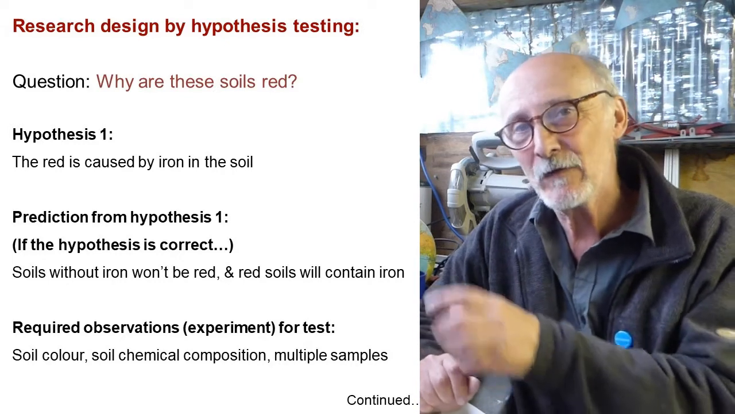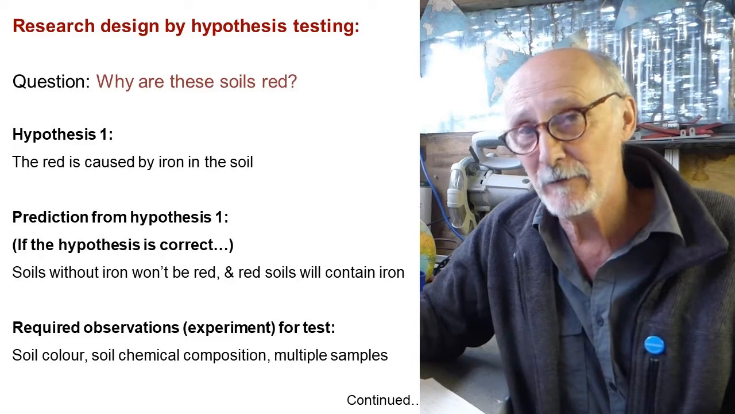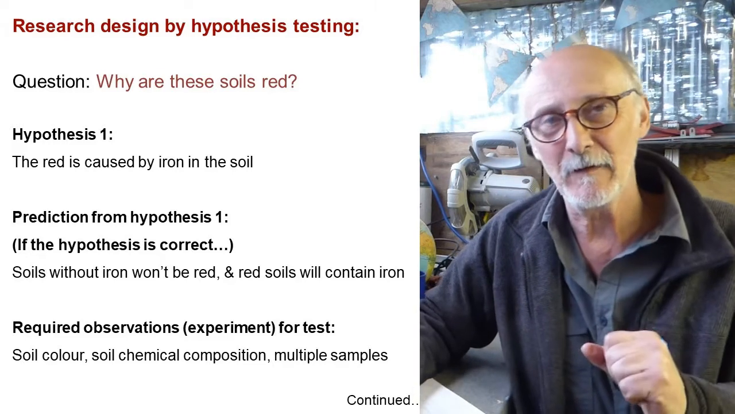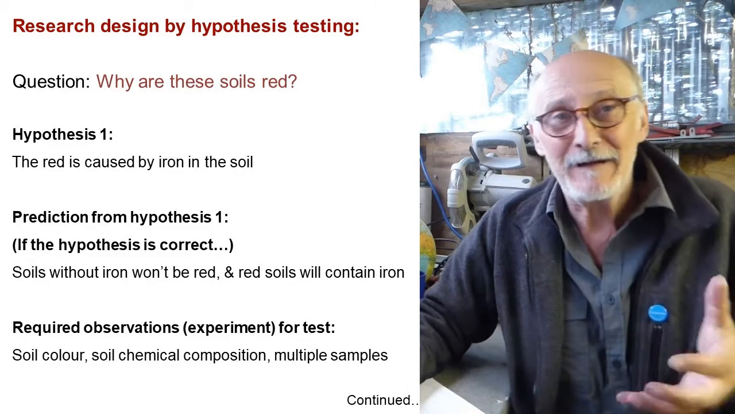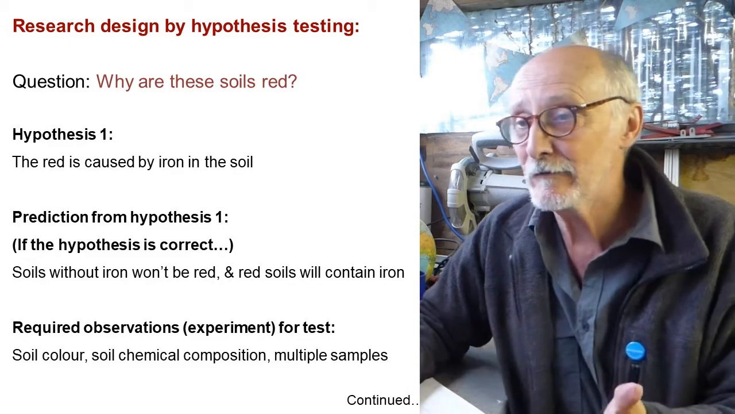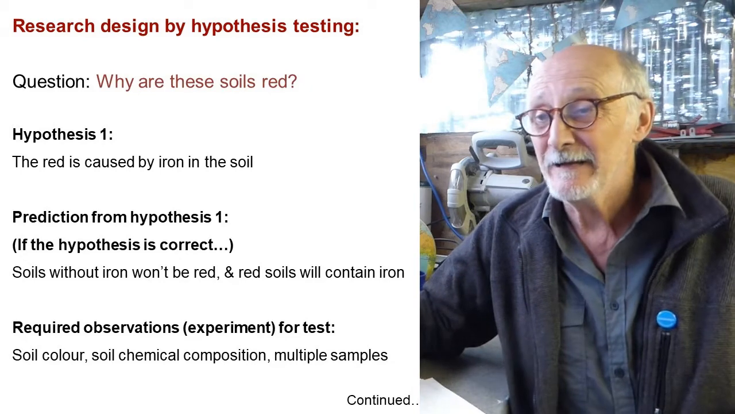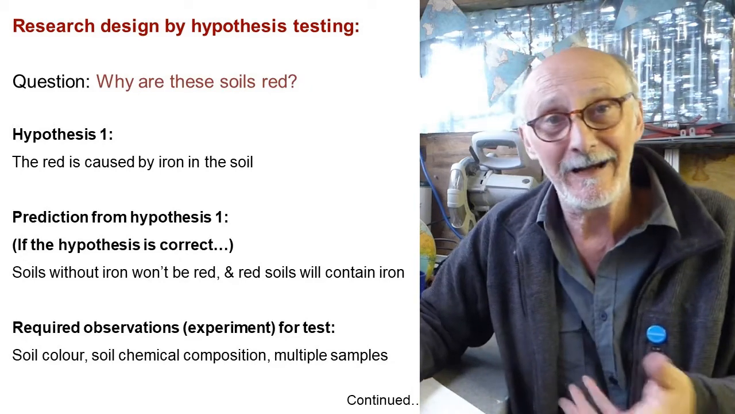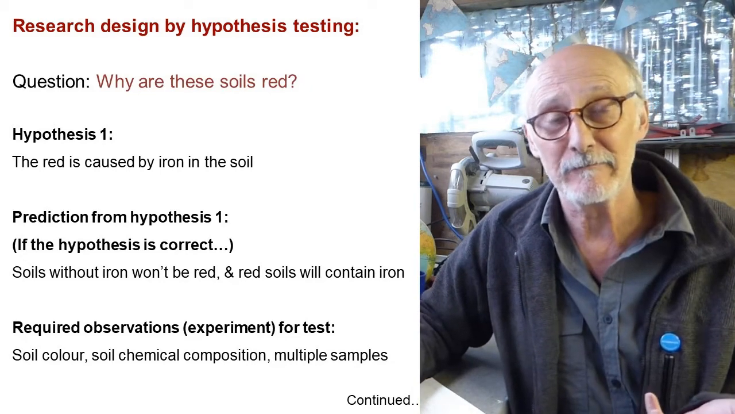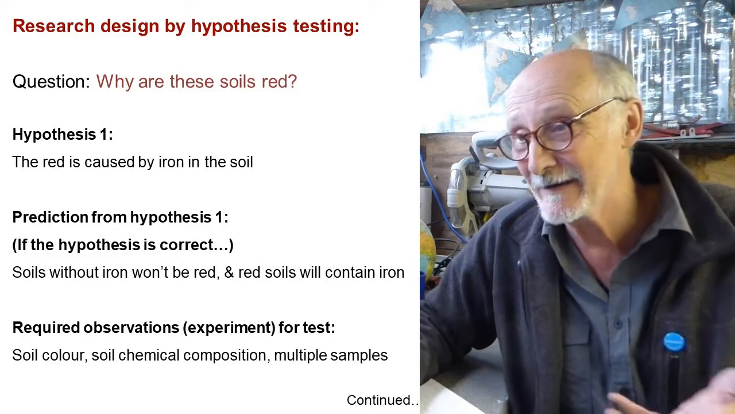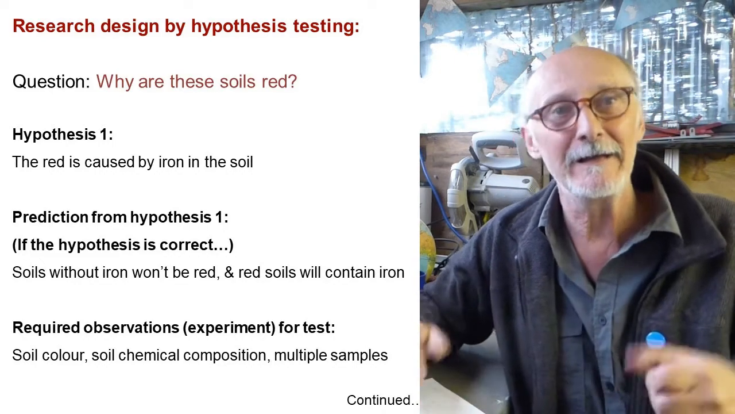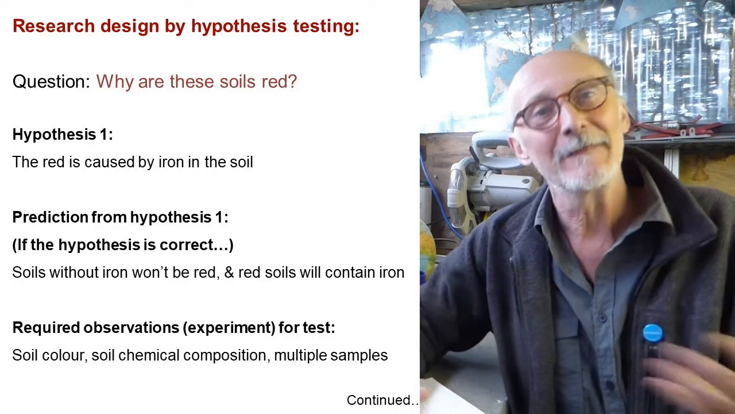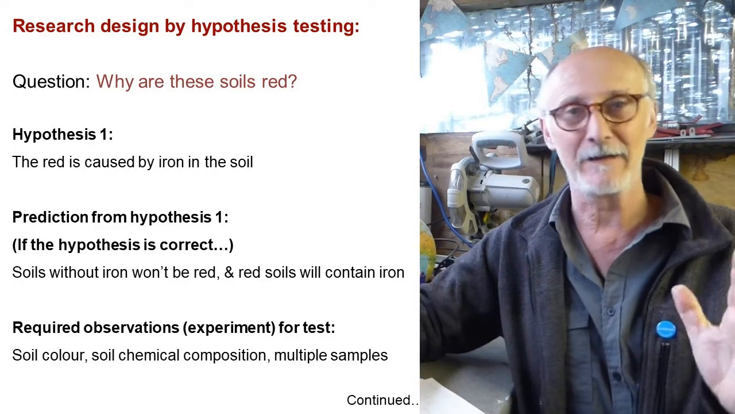Well, figuring out the right one from a number of possible answers, that's hypothesis testing. Each possible answer to your question, that's a hypothesis. So why are these soils red? Well, one answer might be that the red is caused by iron in the soil. That sounds like a sensible suggestion. Rust goes red, doesn't it? So maybe the red soils are red because of the iron in them. That's my proposal for an answer. That's my hypothesis.